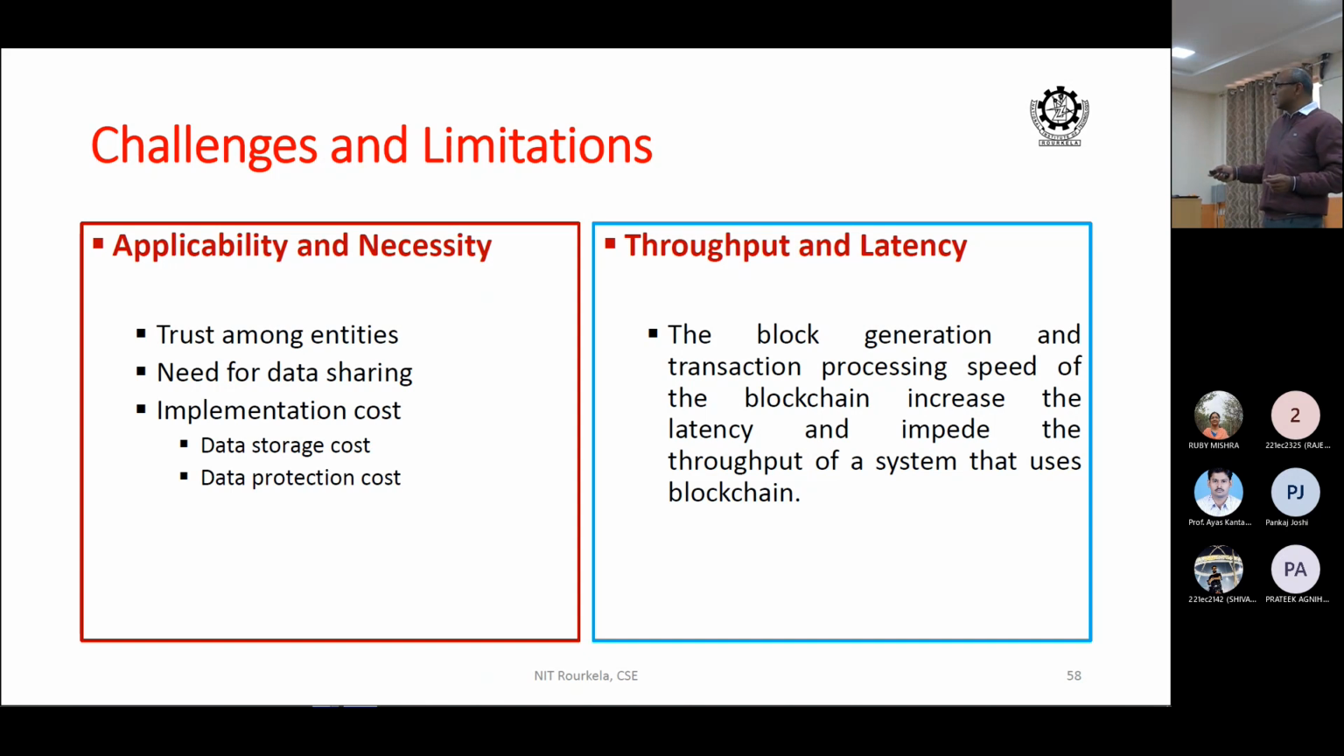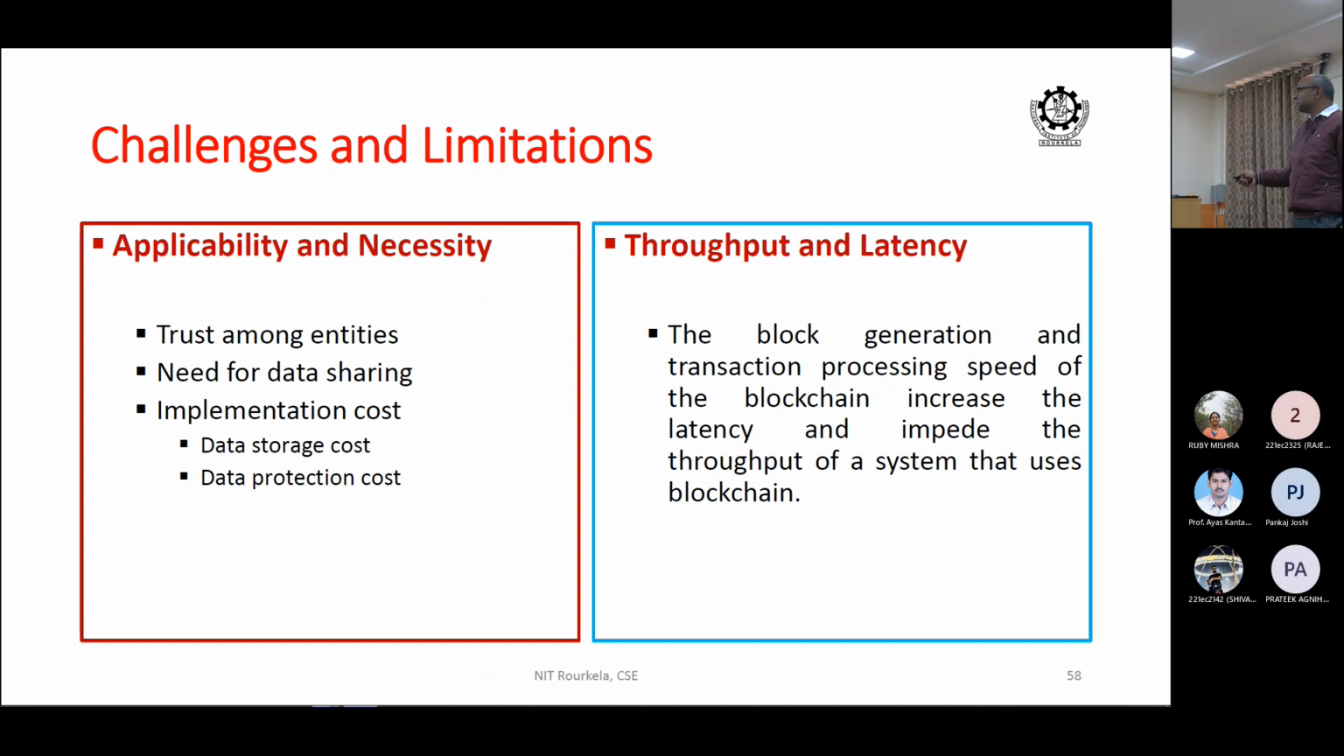Then it's not only sharing; there is a problem associated with the cost of implementation. IoT generates volumes of data, and this data has to be stored and processed somewhere. For data storage there is a corresponding cost. What would be the cost of storing a bit of information? That's also another issue, along with the level of data protection that we need.